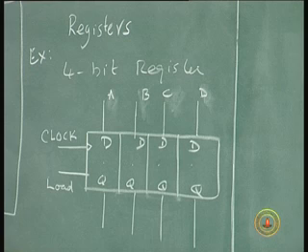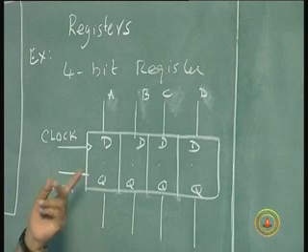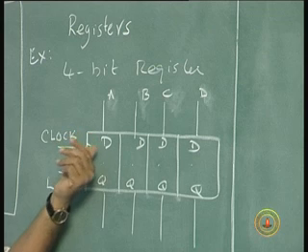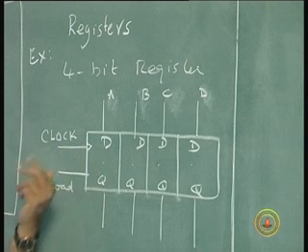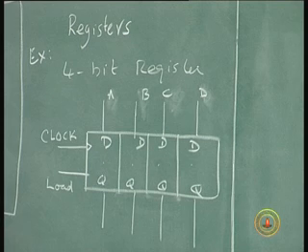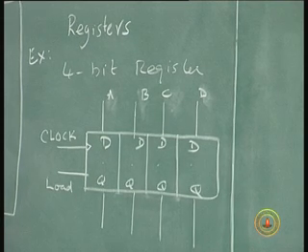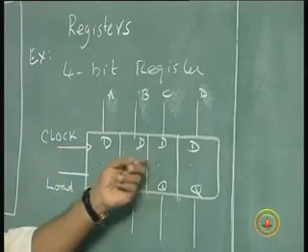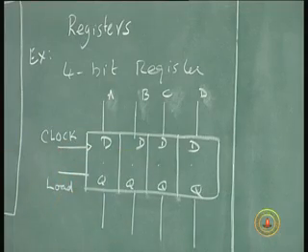Now, I am going to make it such that the internal circuit applies the clock only when the load is active. That is, the data will be stored into the flip flops only when the load is active, not immediately when the load is active. When the load is active and the next clock pulse arrives, that can be done that way, or I can say simply load will put the data in.